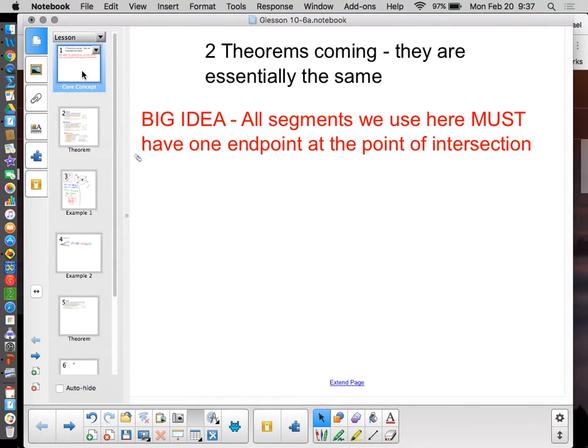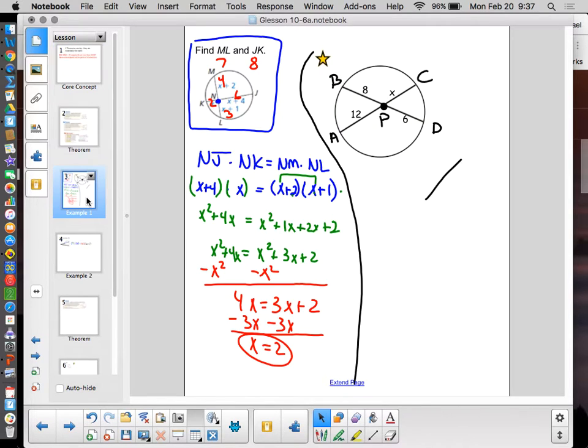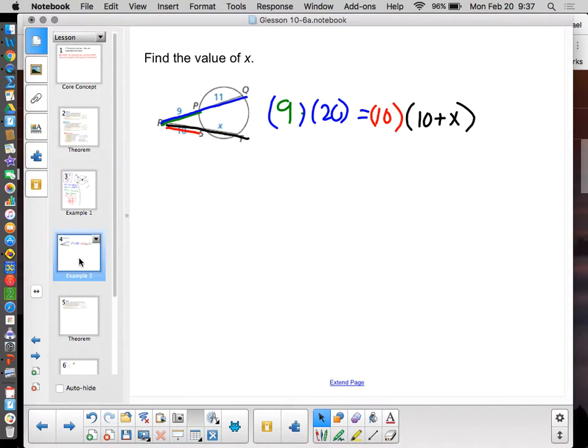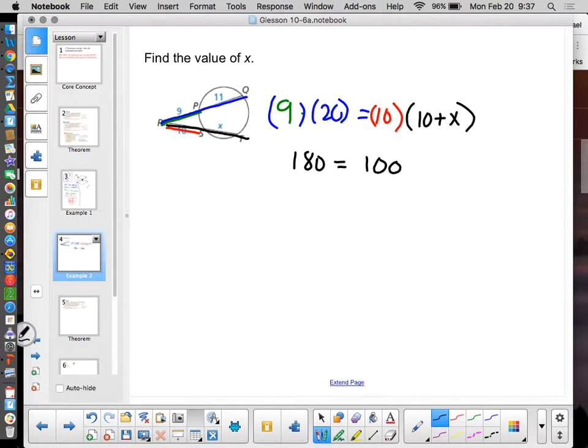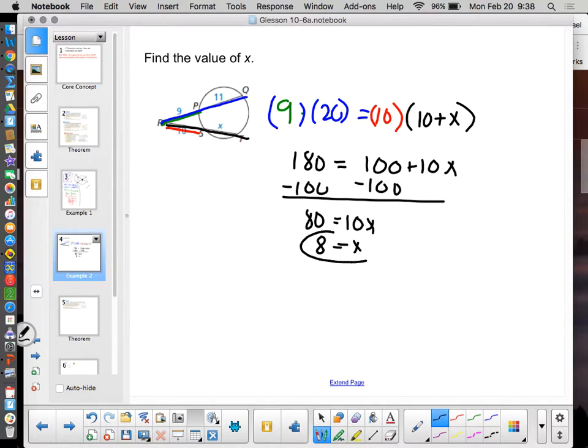What did I say on the first slide? All the segments must have one endpoint at the point of intersection. And now we just do the math. 9 times 20 is 180 equals 100 plus 10x. Subtract the 100. 80 equals 10x, so x equals 8. Once I know that x equals 8, I could find out whatever I wanted, but in this case, all I want is the value of x, and we're done.